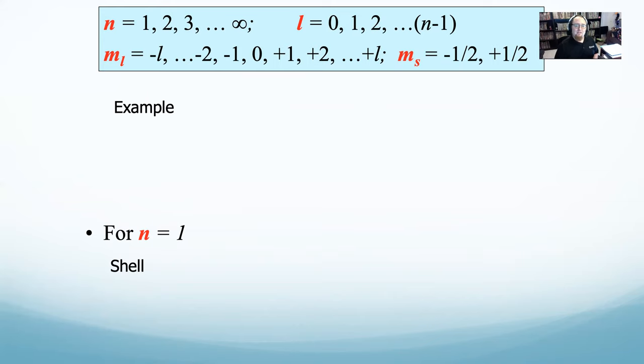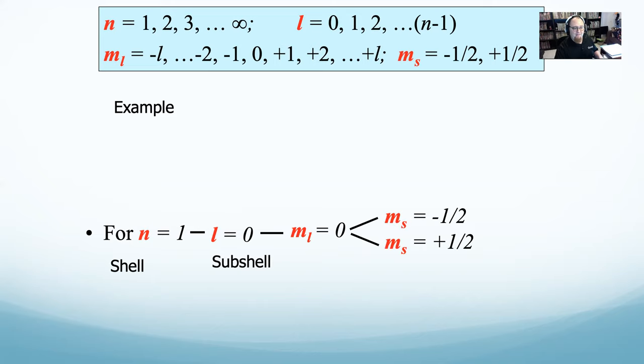Now, L is everything from 0 to N minus 1. But N minus 1 in this case is 1 minus 1, which is 0. The only subshell that's allowed will be the L equals 0 subshell, because there's no other ones allowed. M sub L can be everything from negative L to L, but it's 0. So the only value allowed for M sub L will also be 0. Spin can be a half and negative one half.